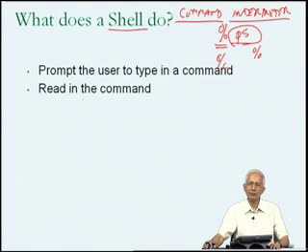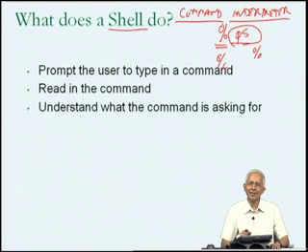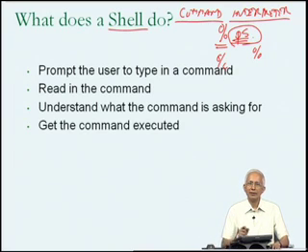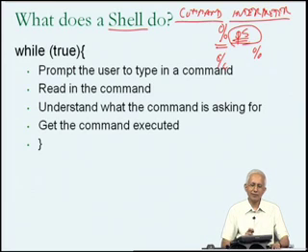After this, the shell would have to understand what this command is asking for. For example, in the case of PS, understand that this is a command requesting that the PS program be executed. And after having done this, the shell would get the command executed. And having done that, it repeats this process. So basically the shell is this infinite loop which prompts the user to type in a command, reads in the command, understands what the command is asking for, and gets the command executed.